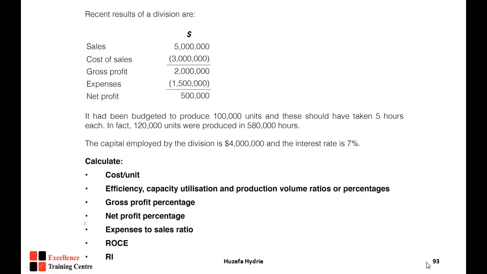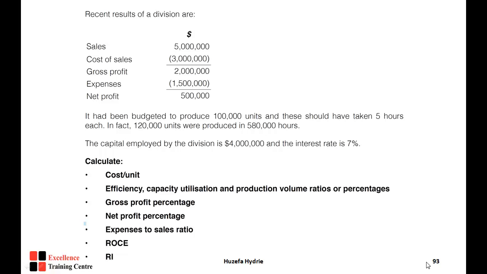Okay, now let's just move on to an example which consists of every single ratio that we have discussed so far. Recent results of a division are: sale 5 million, cost of sales 3 million, gross profit 2 million, and expenses 1.5 million, which gives you net profit 500,000. It has been budgeted to produce 100,000 units. So the budgeted figure is 100,000 units. And these should have taken 5 hours each. So that is budgeted hours per unit.